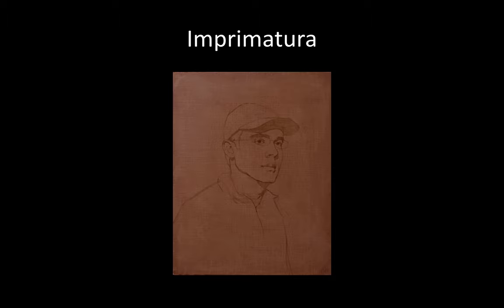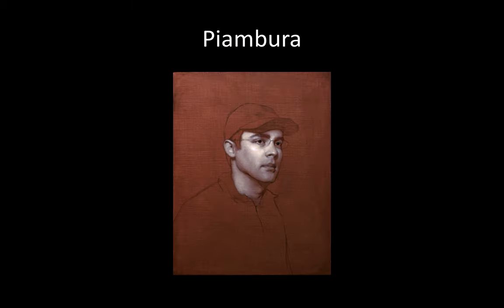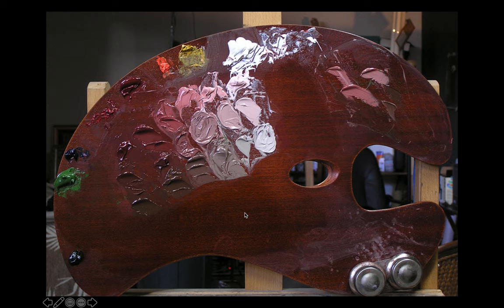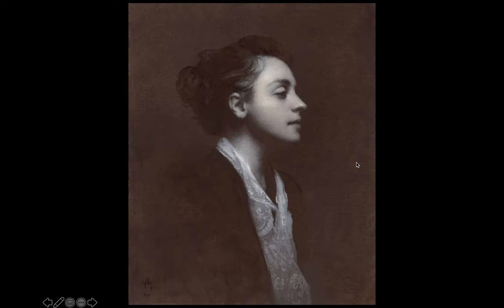This is an example of an imprimatur layer, where very little has been worked into it yet. It's a wet ground, and there's some darks and a drawing that's brushed into it. And then this would be the piombura layer when you start moving in some of the whites and so on and really resolving some of the values within this. This is the same thing right here. You can see that it really gives you some very beautiful effects.